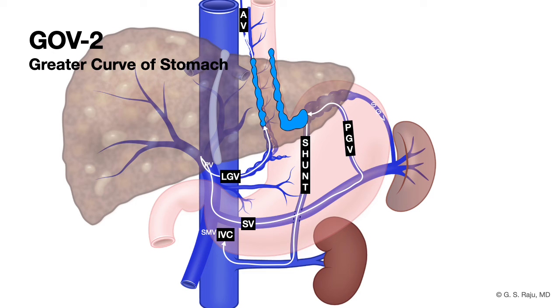We have three options for managing GOV2 varices. One, you could consider endoscopic glue injection. Banding doesn't work. If glue injection doesn't work, you could consider, depending upon whether they have a large shunt or not, either the TIPS procedure or retrograde glue injection via the shunt. We will talk about it later.